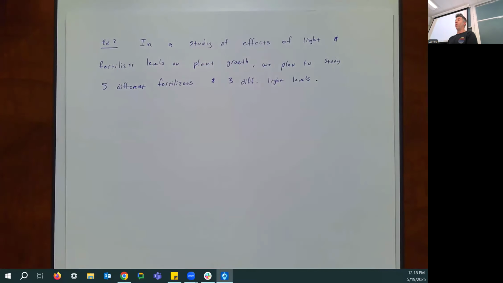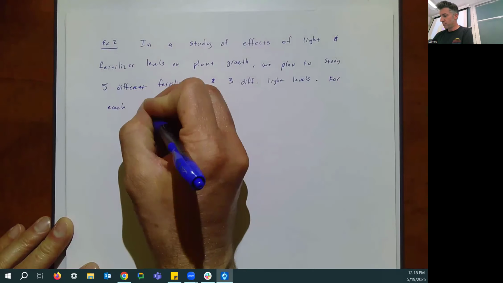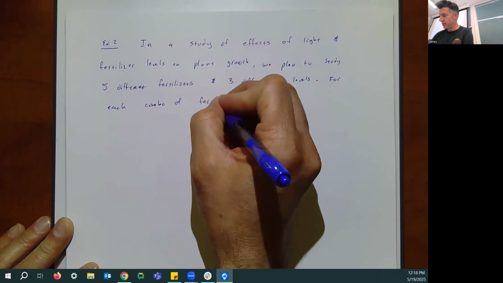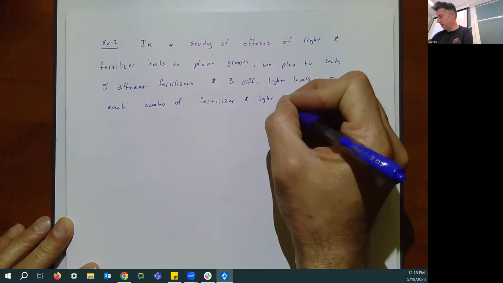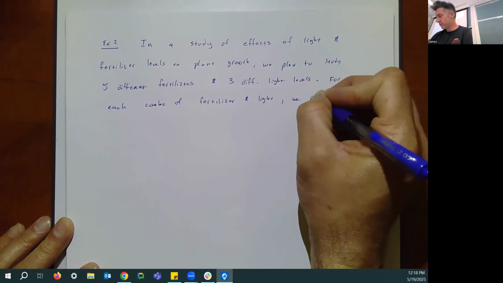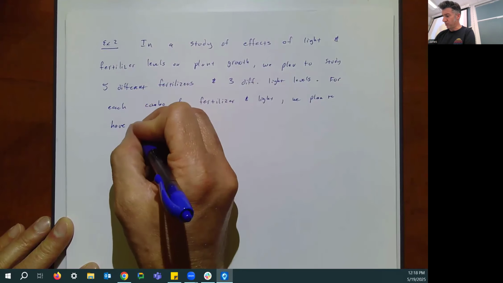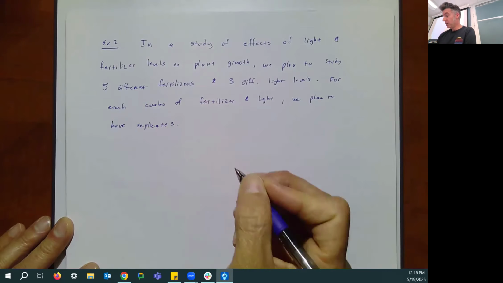We also don't just want one plant for each combination, because that one plant we picked might not be great, right? Sometimes plants just do different things. So for each combination of fertilizer and light, we plan to have 4. The word we use here is replicates. I would just call them plants. Whatever. So how many plants do we need?